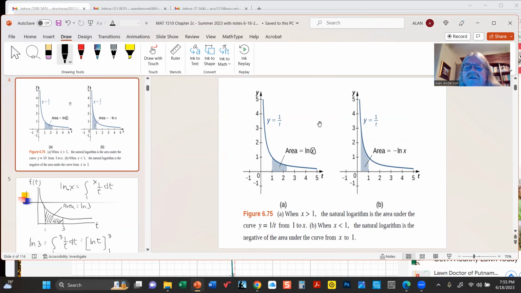Okay, so in other words, if let's say x is, I don't know, 10, then this shaded region would be the natural log of 10, whatever that is. In fact, let's just quickly throw it into the calculator. Just out of curiosity, it doesn't really matter, but it's approximately 1.09, 1.10.